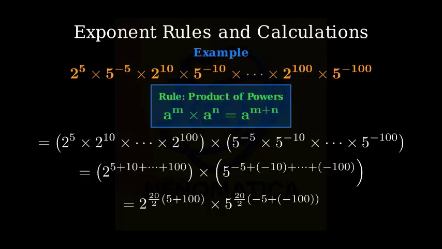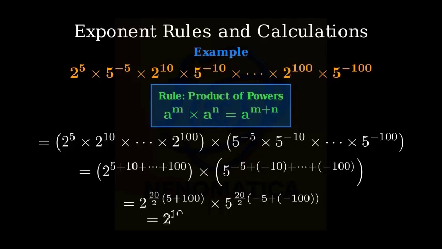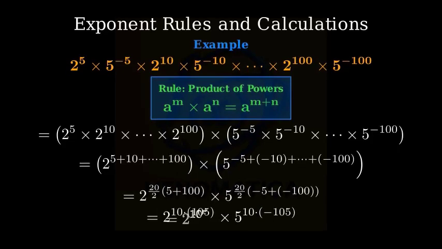Looking at the pattern, we can see that we have the values 5, 10, 15, 20, and so on up to 100. These are multiples of 5 from 1 to 20. So we have the sum of 5 times the numbers from 1 to 20. Similarly, for the powers of 5, we have minus 5, minus 10, minus 15, and so on down to minus 100. We can simplify the expressions in the exponents.